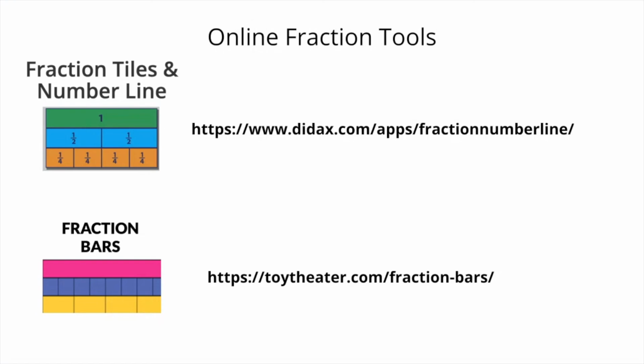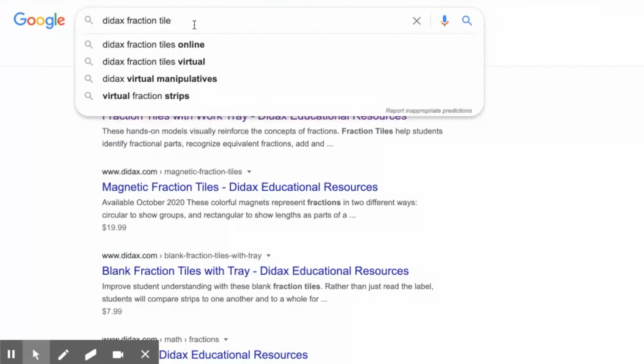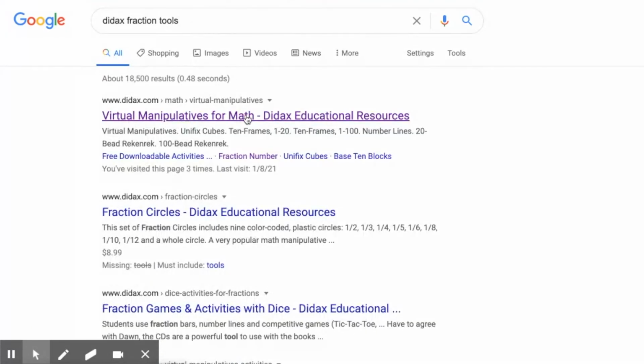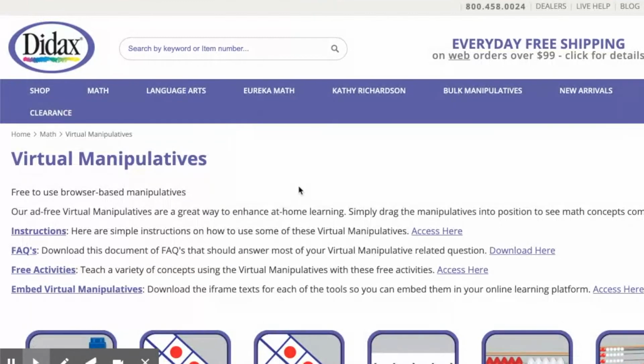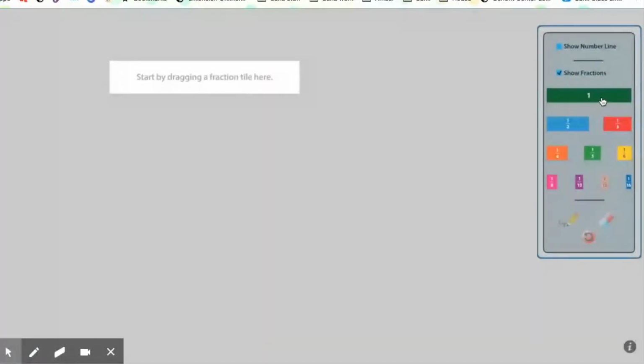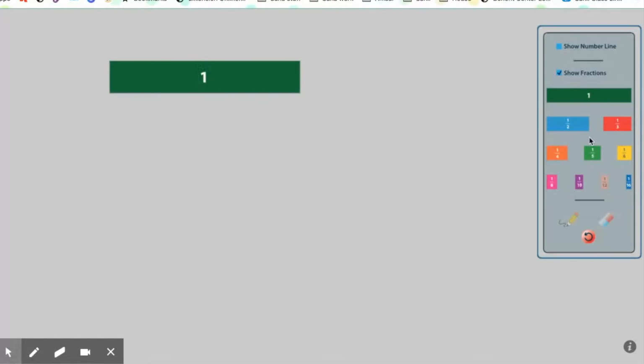Now it's time to play with some fraction tools. The first tool we're going to play with is the DDAX fraction tiles. Click on the first option and click on fraction tiles and number line. This tool helps us visualize and compare the different fractions. Take a look.